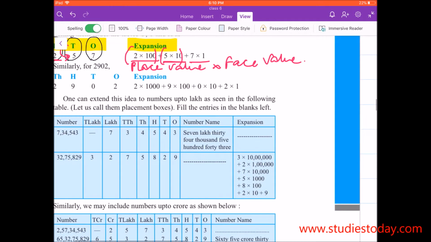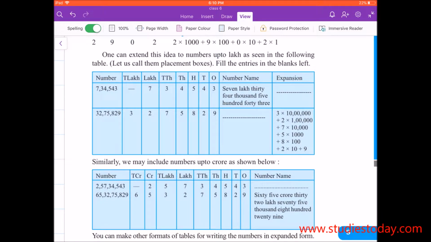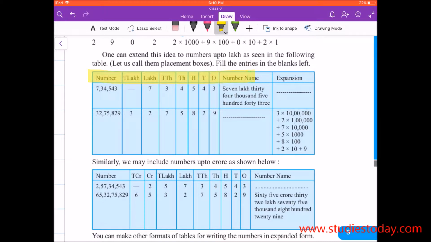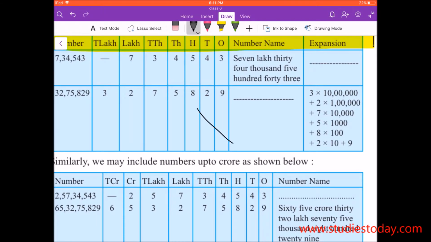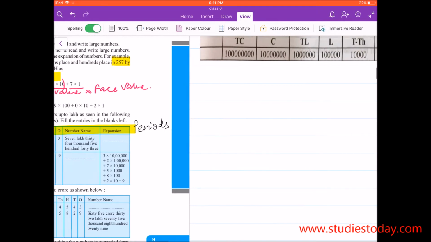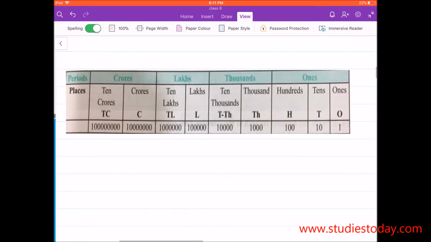So children, come, let us study the Indian system of numeration. You can observe that these numbers which are written on the top are called the periods. So I have ones, tens, hundreds, thousands, ten thousands, lakh, ten lakh, crore and ten crore. I can show it to you here also.